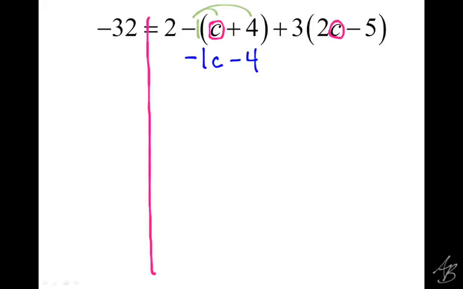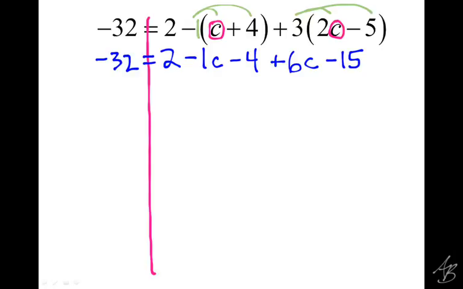And then the other one we can distribute is that 3. 3 times 2c is 6c. Is that positive or negative? Positive. And then 3 times -5? -15. And then we'll bring down our 2 here. Don't forget that 2. That's kind of important. And -32 on the other side of the equal sign.